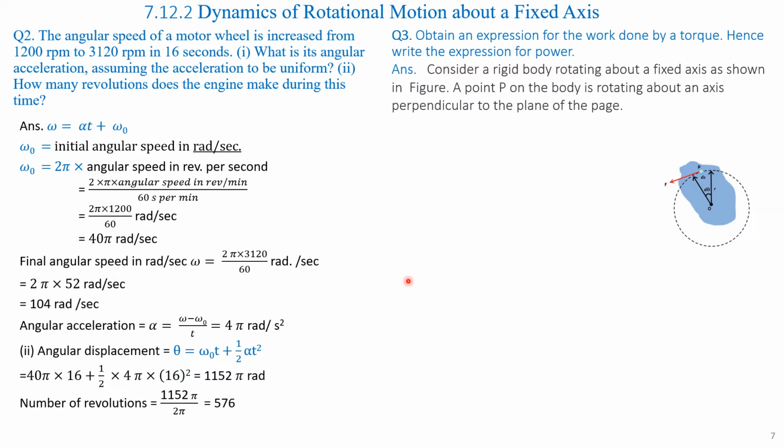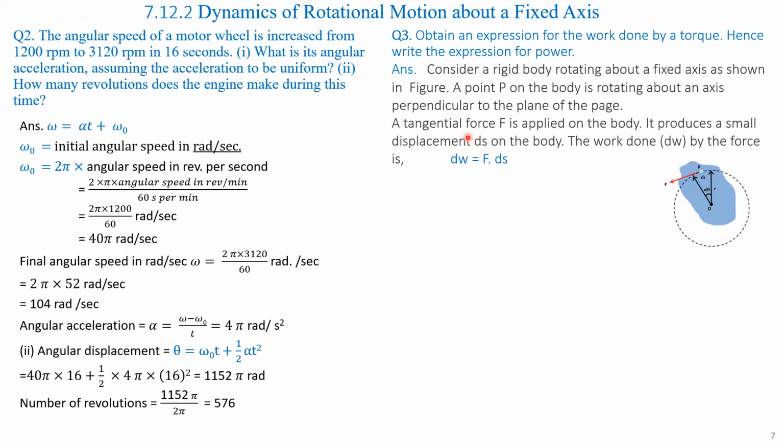Consider a rigid body rotating about a fixed axis as shown in the figure. The axis is at O, and the body is rotating about a fixed axis at point O. Point P on the body is rotating about an axis perpendicular to the page. So the axis is perpendicular to this screen, going directly into the screen at point O.